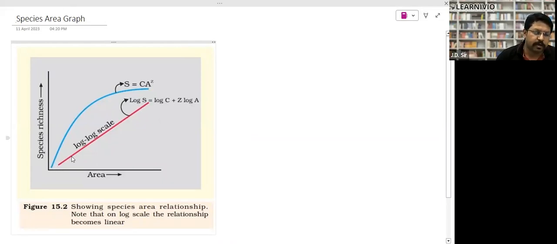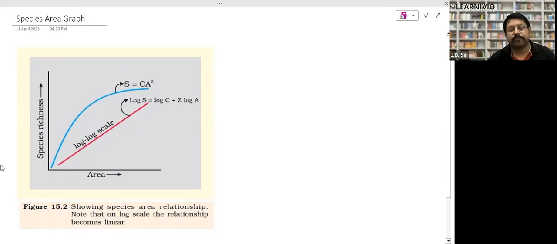If the area increases, you can see from this graph, the species will increase. But after a certain range, or a certain limit, if you keep on increasing the area, the species diversity will not increase. It will become constant. Suppose you take a 10 kilometer area, then 100 kilometers. But when you take 1000 kilometers, after that if you increase the area more, the species diversity is not going to increase. That is this species-area graph. Clear?